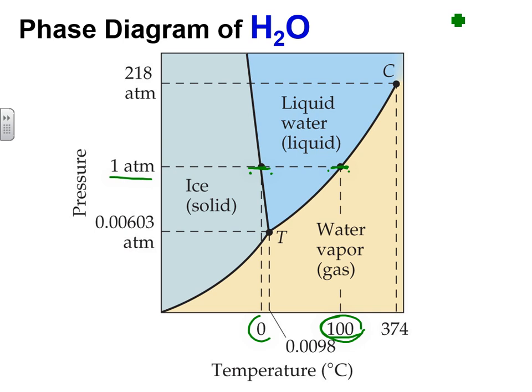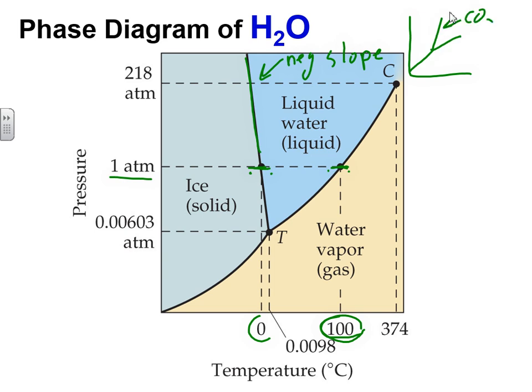Now, an interesting feature of the phase diagram for water as compared to CO2 is that water has a negative slope. Notice you have a negative slope. If you look up above, for CO2, the slope is actually positive. So you'll see this is a positive slope for carbon dioxide.